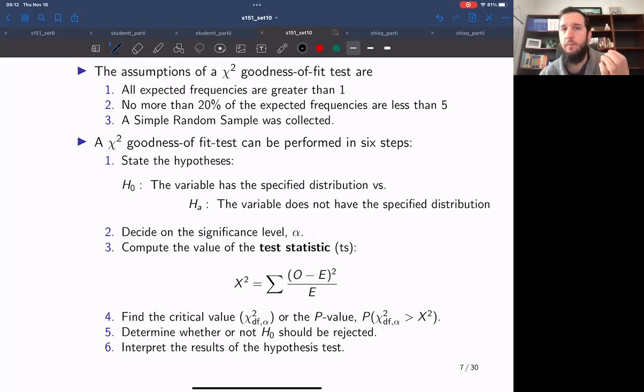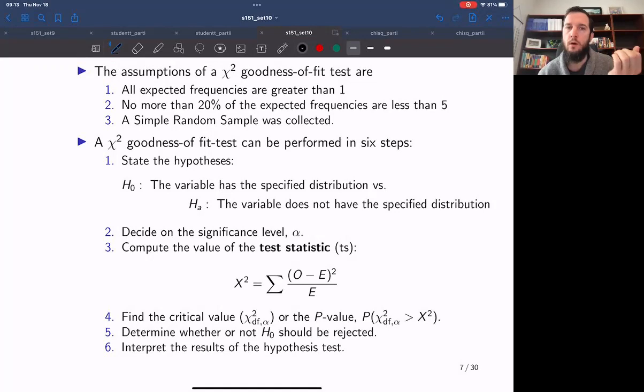Like any other hypothesis test, we have a set of assumptions that are associated with the test. These assumptions are all expected frequencies are greater than 1. We're going to define the expected frequencies in a little bit. No more than 20% of the frequencies are less than 5, and an SRS was collected.